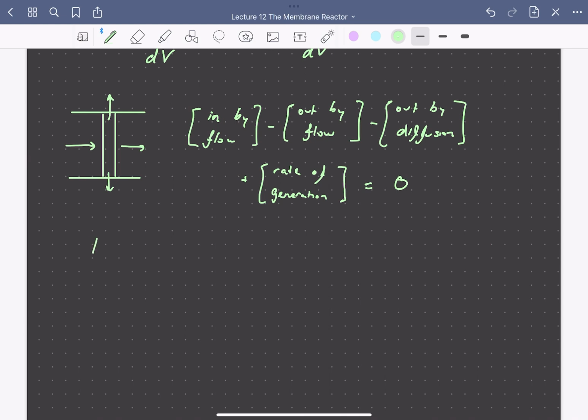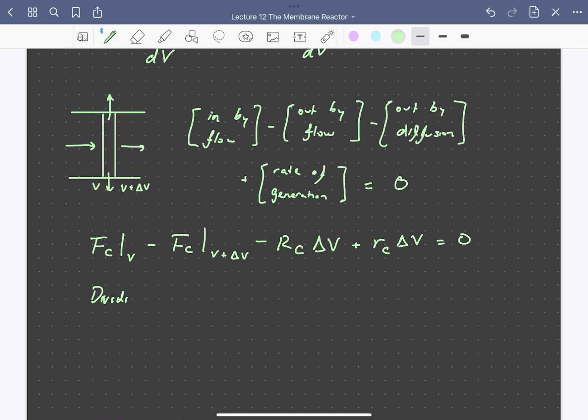So writing this in terms of molar flow rates now, we can write that the molar flow rate of hydrogen coming into this differential slice, so at some position V along the reactor, minus the molar flow rate of hydrogen leaving at a position V plus delta V, minus the amount of hydrogen that leaves by diffusion in this differential volume, plus the amount that's generated by reaction in this differential volume is equal to 0.